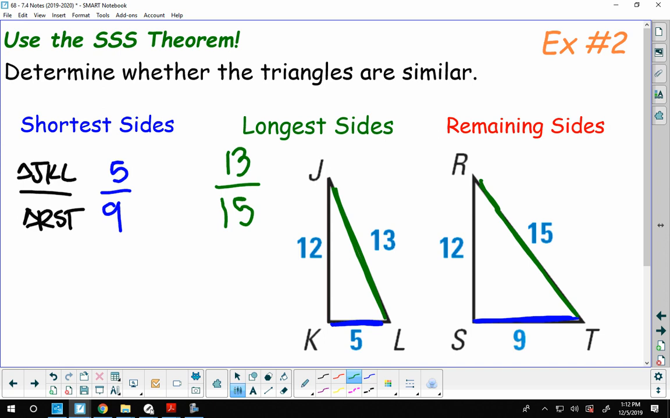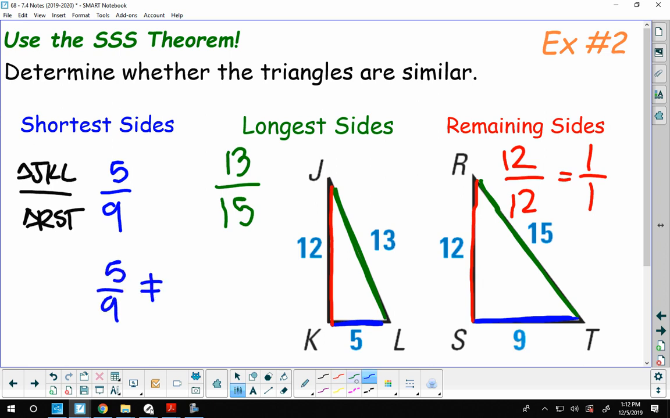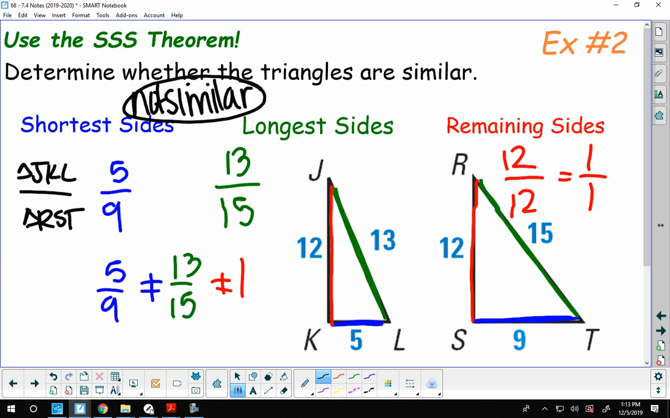So already we know that those two ratios are not equal, so we can stop there. I will write this just to show you. 12 over 12, okay, that doesn't equal either of our ratios. So we know that 5/9 does not equal 13/15, and that does not equal 1. Therefore, my triangles are not similar, because the corresponding side lengths are not proportional.